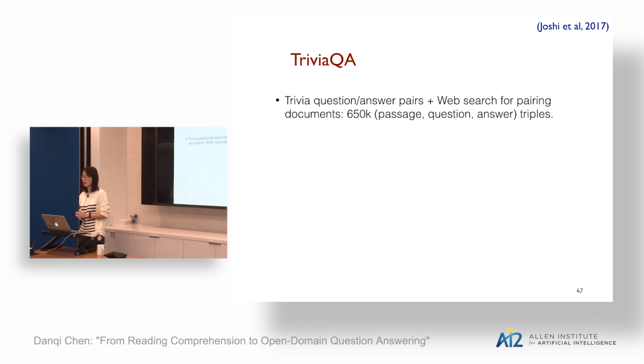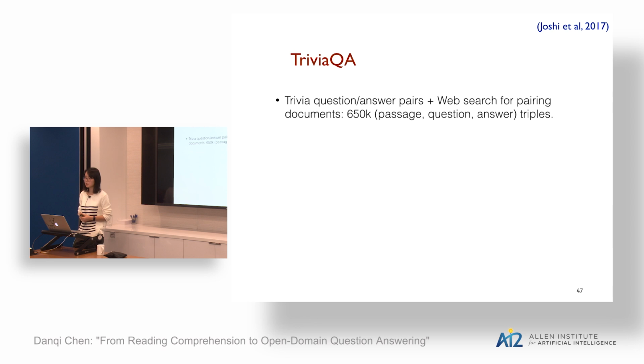So at this point, I need to talk about this trivial QA data set developed by the people from the University of Washington. They developed this system basically at the same time as we developed the Dr. QA system. But the idea is really similar. They start with the trivia question answer pairs, and they use a web search for pairing documents. So in this distance supervision manner, they can create 650,000 triples in a pretty cheap way.